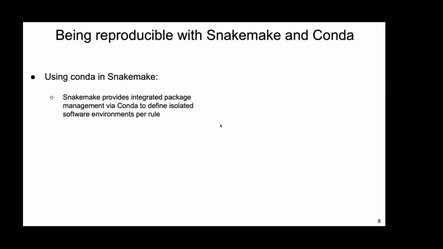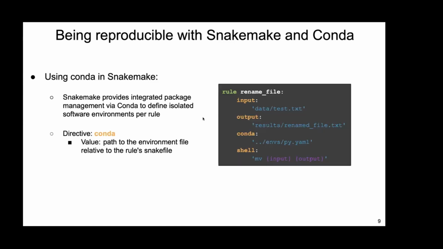Now, probably you've done this independently where you say conda create and so on, and then conda activate your environment. With Snakemake it is extremely, extremely simple because it has an integrated package management with Conda. And the way that this works is that within a rule, we use the conda directive. And the value of this directive is going to be a path to a YAML file that specifies the environment that we want to use.